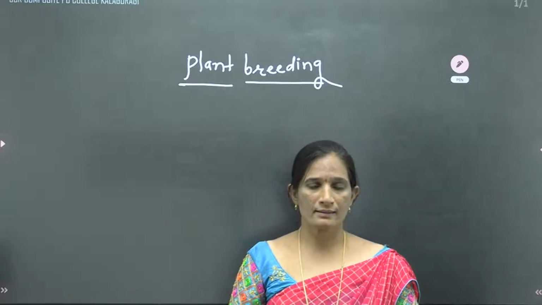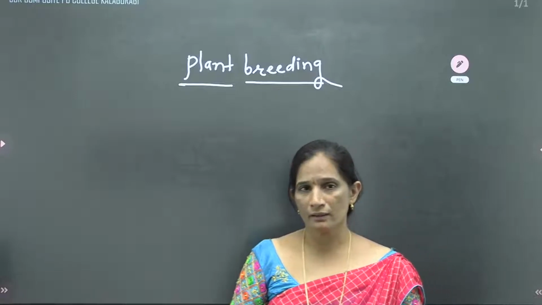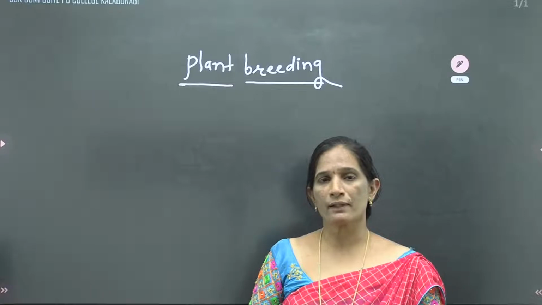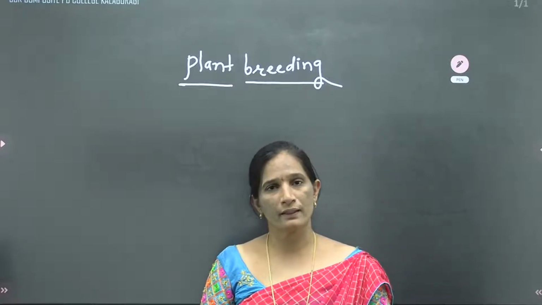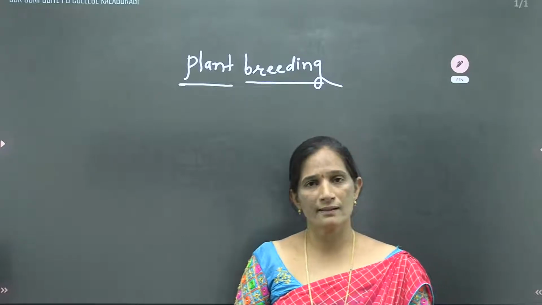In a previous class, I started strategies for enhancement in food production. There I started plant breeding. In a previous class, I explained the main steps of plant breeding. After that, some hybrid varieties produced in India. Later, I started plant breeding for disease resistance.